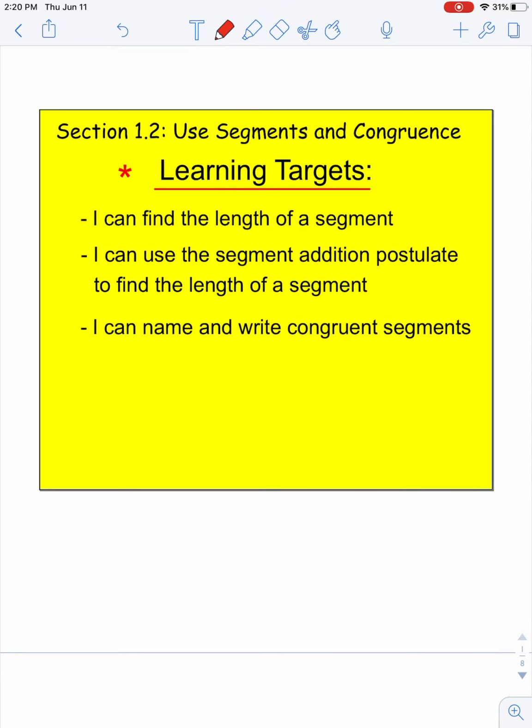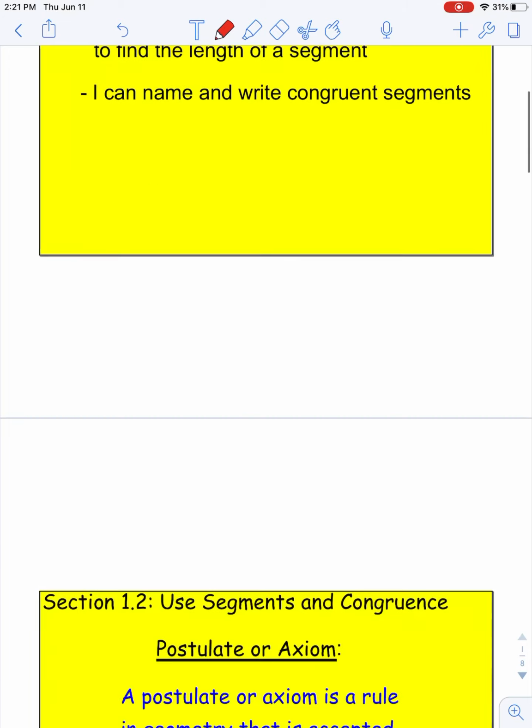Section 1.2, using segments and congruence. In this section, we are going to find the lengths of segments. We're going to use the segment addition postulate, and we're going to name and write congruent segments.